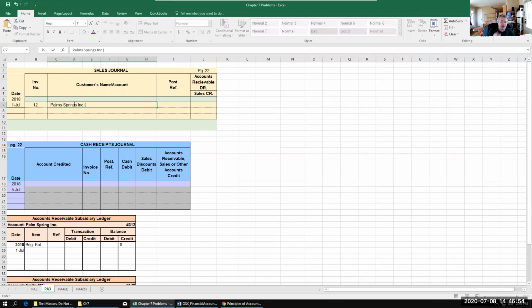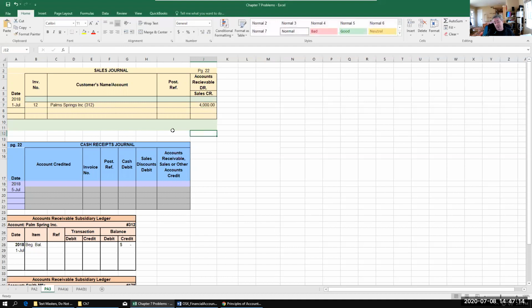Incorporated. Here you could just leave it as Palm Springs Incorporated, or you could go ahead and put in their account number as well. It's kind of up to you. Post-referencing, there's so many things in accounting, there's really not anything to go in that one. And how much was it for? Again, we have the debit and the credit under one entry here, so we don't have to do it twice. We always put in $4,000, right?